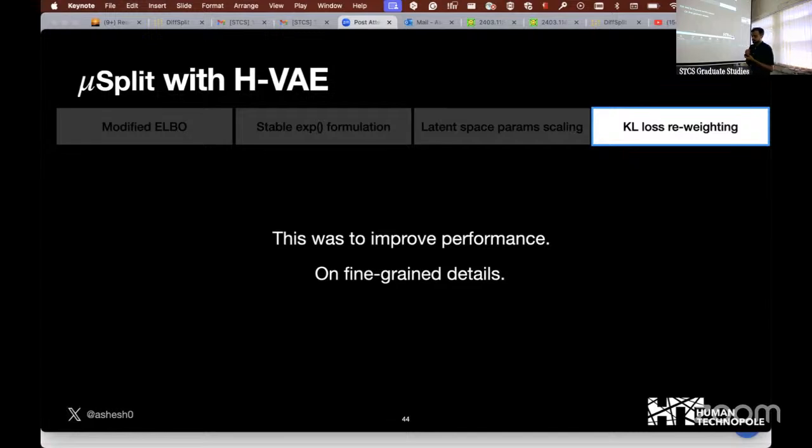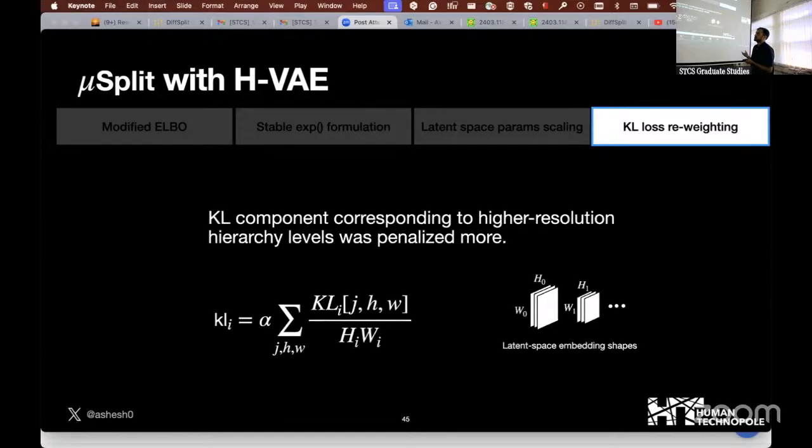In our case, we were working with high resolution data, and so we wanted these fine-grained details. We weighted the KL divergence in such a way that the high frequency information was allowed to pass from encoder to decoder in a better way, and that gave us better performance.